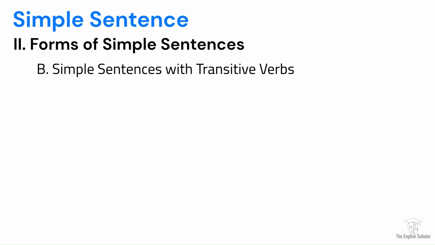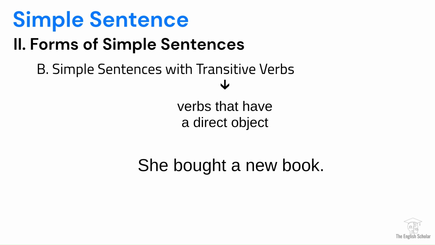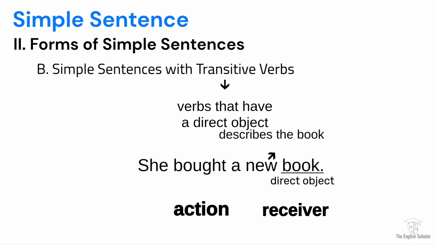Next, simple sentences with transitive verbs. Opposite to intransitive verbs, transitive verbs are action verbs that require a direct object to complete their meaning. In simple sentences with transitive verbs, the verb is followed by a direct object, which is the receiver of the action. For example, she bought a new book. Our subject is she, and we have the verb bought in the predicate and direct object a new book. The sentence expresses a complete thought with the subject, verb, and direct object, creating a clear action-receiver relationship.